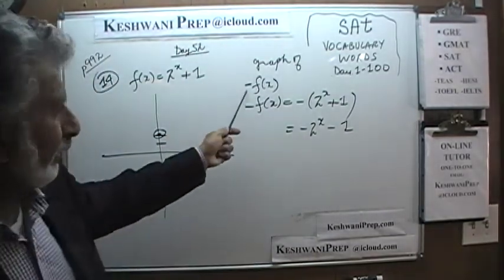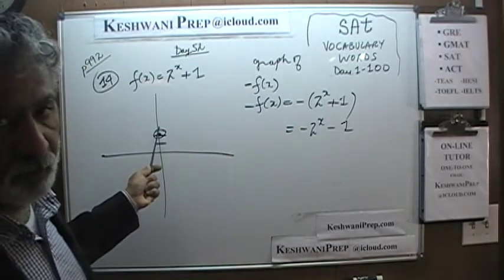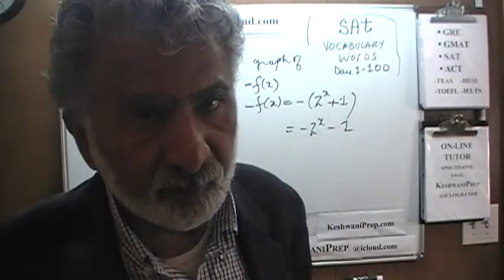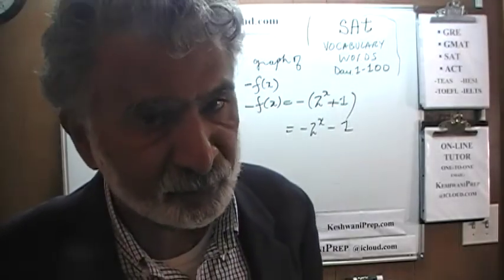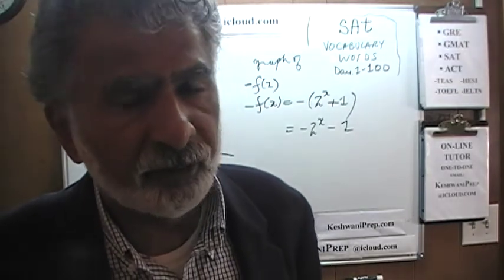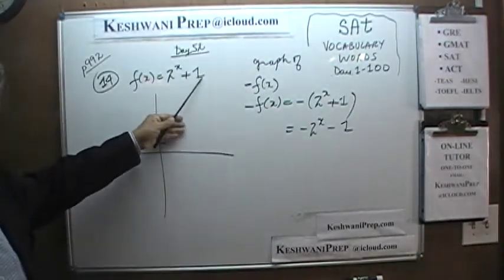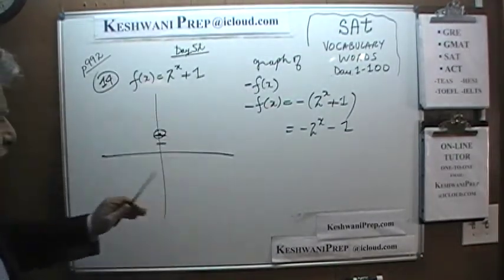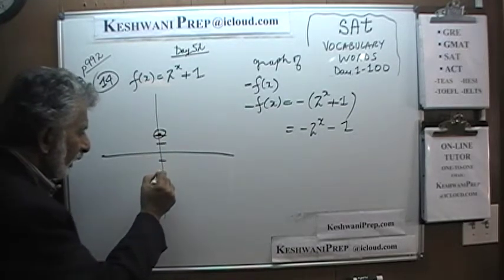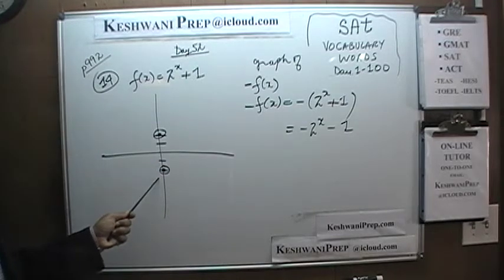Now what's going to happen is, by putting a negative in front of it, whatever the shape of this graph is, we don't have to worry about what the shape is. It really doesn't matter to us. The very first condition we have to meet is that, because of the negative sign in front of it, it's going to flip it. And if this one has a y-intercept of positive 2, the new graph that we're looking for has to have a y-intercept of negative 2.